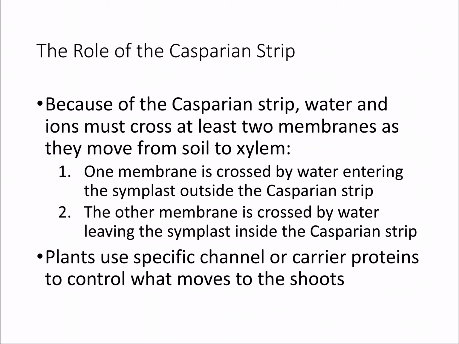So the Casparian strip, again, is like the gatekeeper here of what gets into the xylem. We don't want anything nasty getting in there. It's going to harm the plant, pollutants and things like that.